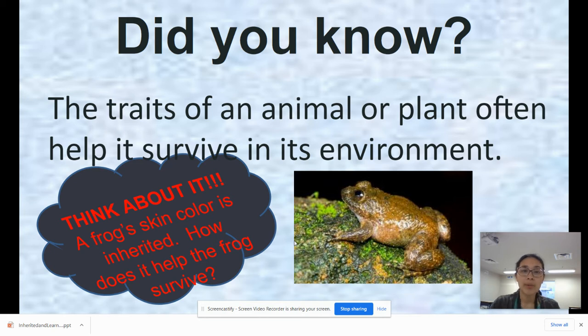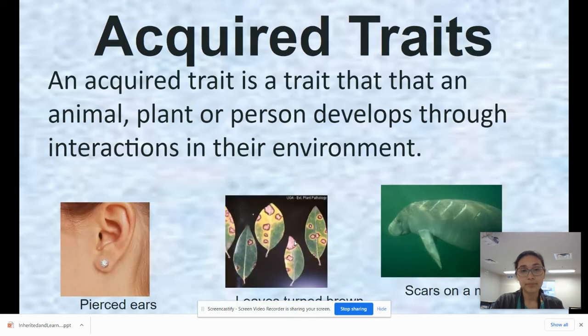The traits of an animal or plant often help it survive in the environment. Like a frog's skin color is inherited, so its skin color is that brown color because it helps it blend in. If it helps it blend in, it's more likely to survive. And if it survives, then it's more likely to create offspring. That offspring will have that same color skin, so it'll help that survive.